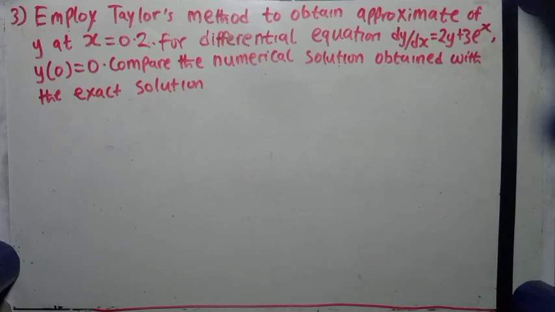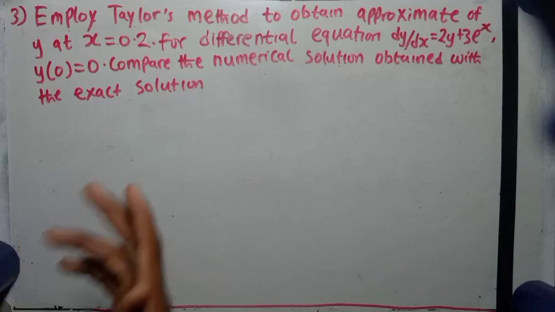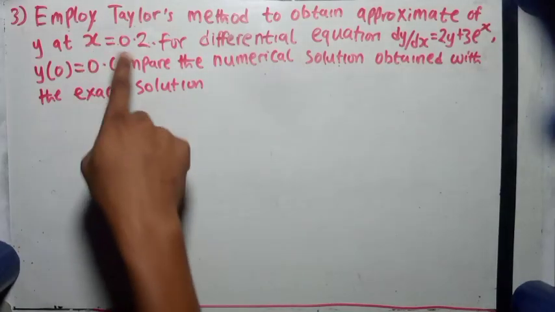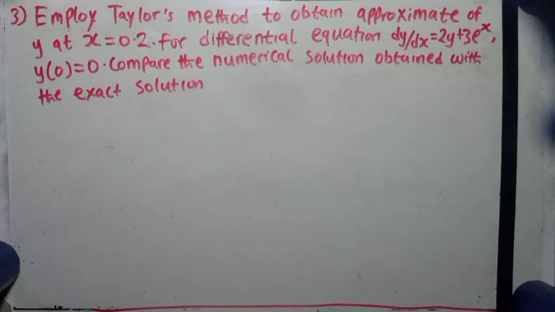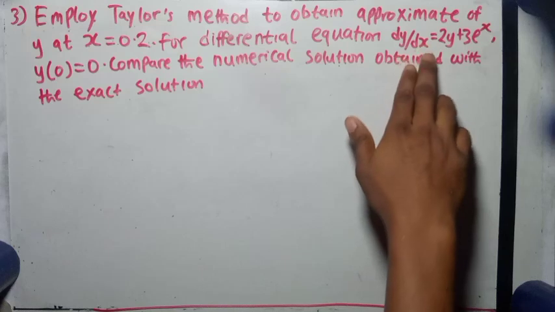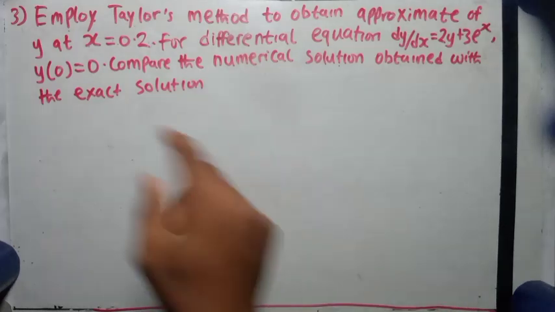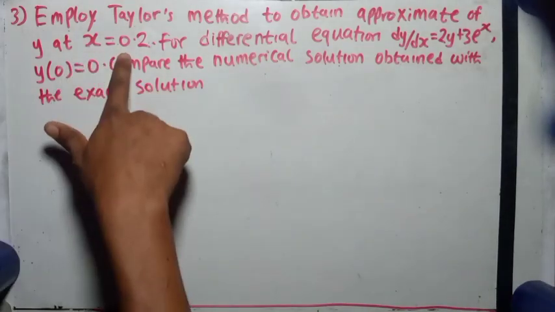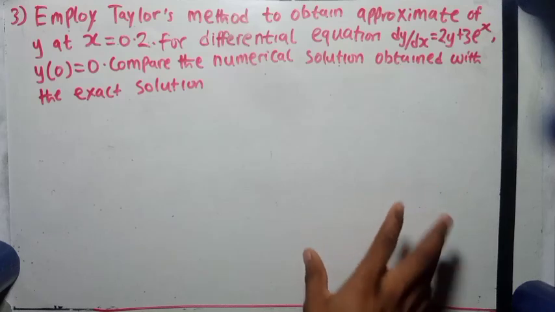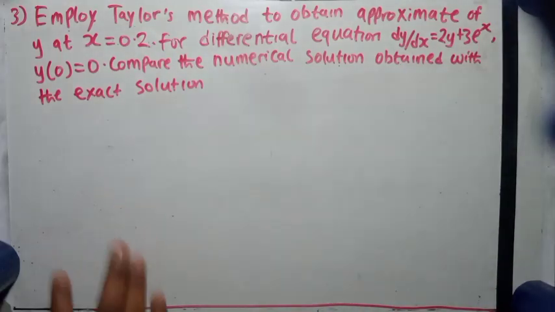So the question is demanding that when we use Taylor series to get the corresponding value of y when x is 0.2, we should also integrate this equation, get its actual function, and then substitute our x into that to get our corresponding y value.